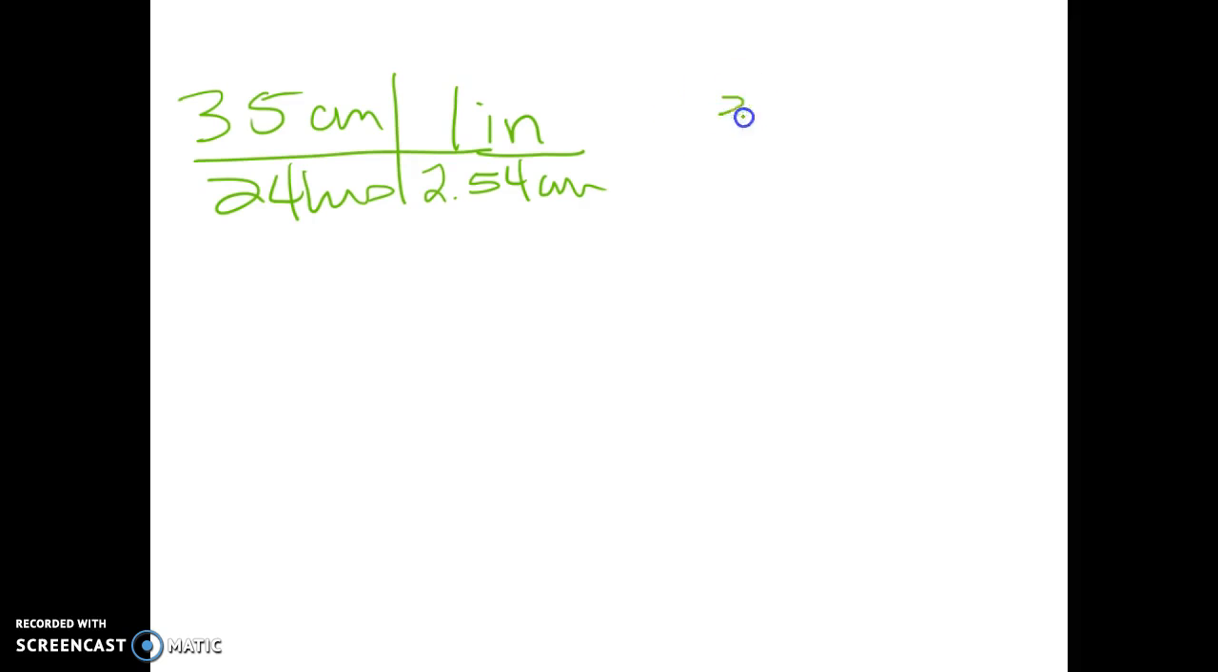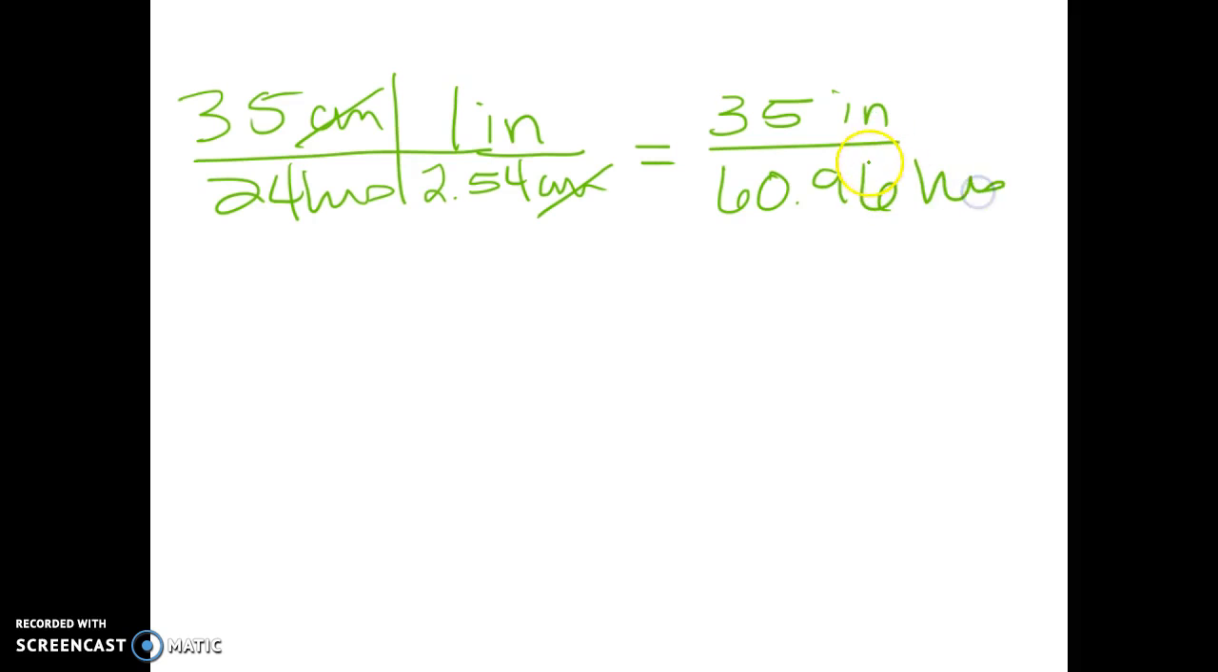35 times 1 is 35. Centimeters divided by centimeters, those units disappear. Across the bottom we have 24 times 2.54, which gets us to 60.96 hours. 35 inches in 60.96 hours. So we've converted to inches to hours, but that really doesn't make a lot of sense.